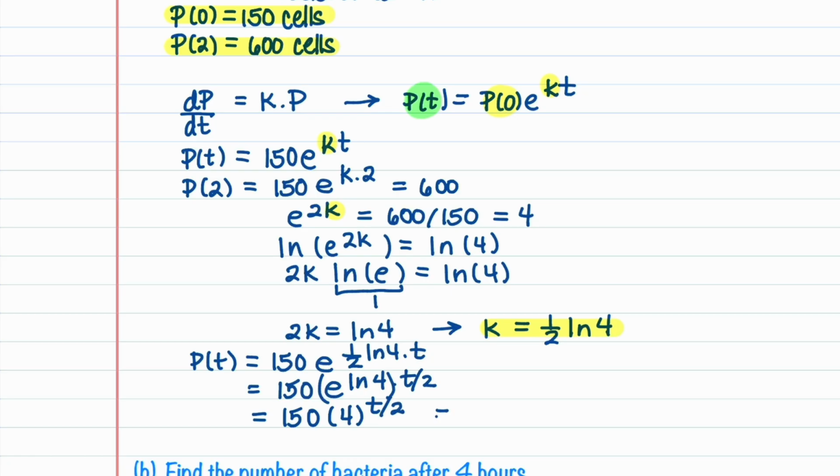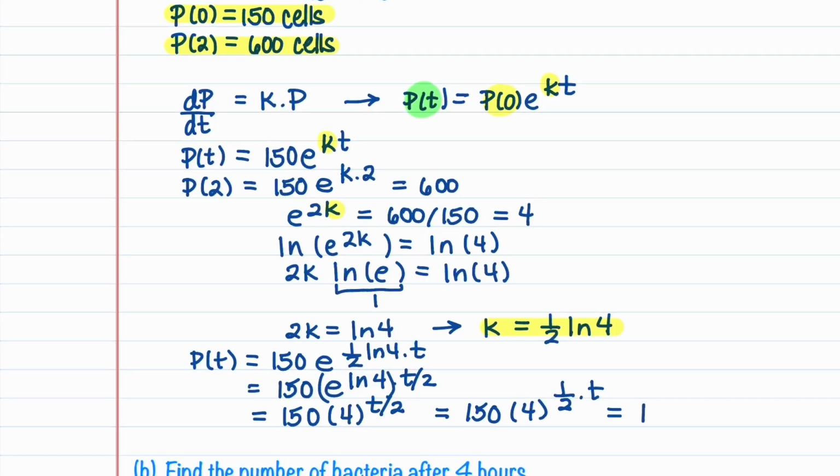Now we're going to go ahead and simplify this, and we'll just flip the 1/2 and the t. So I'm going to write this as 150 times 4 to the 1/2 times t. And then 4 to the 1/2 is just the square root of 4, which is 2. So we get 150 times 2 raised to the t power. And that's our expression for the number of bacteria after t hours.